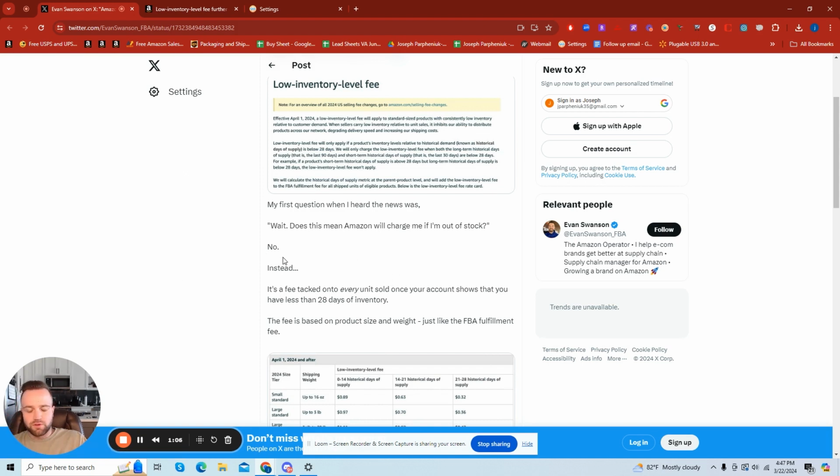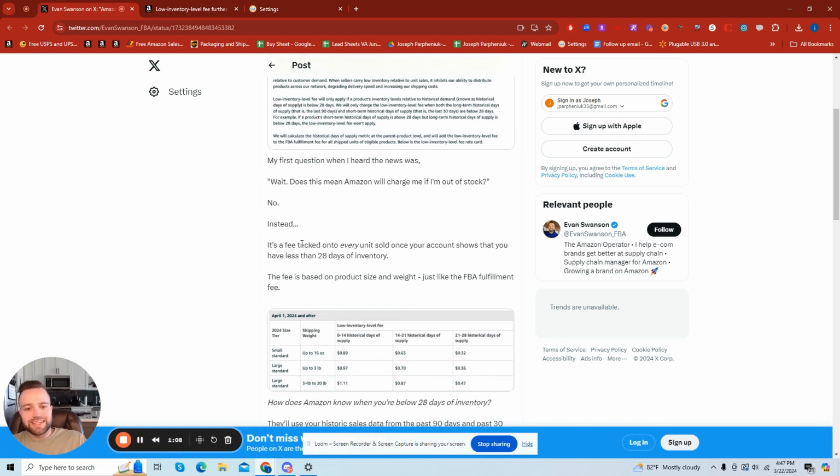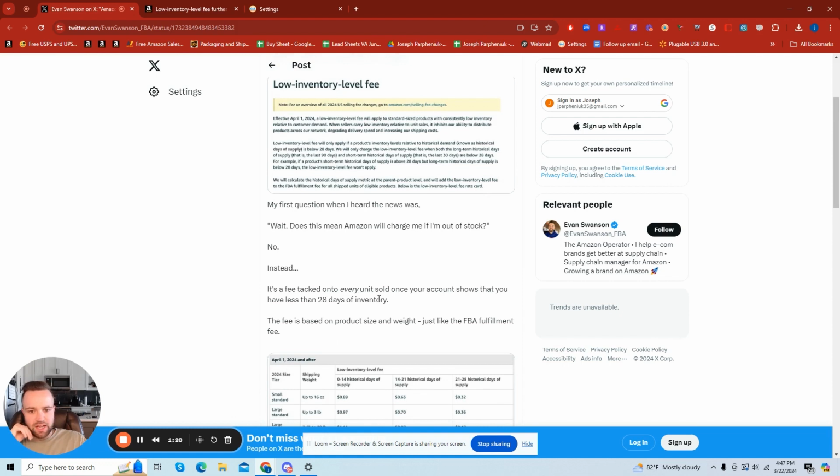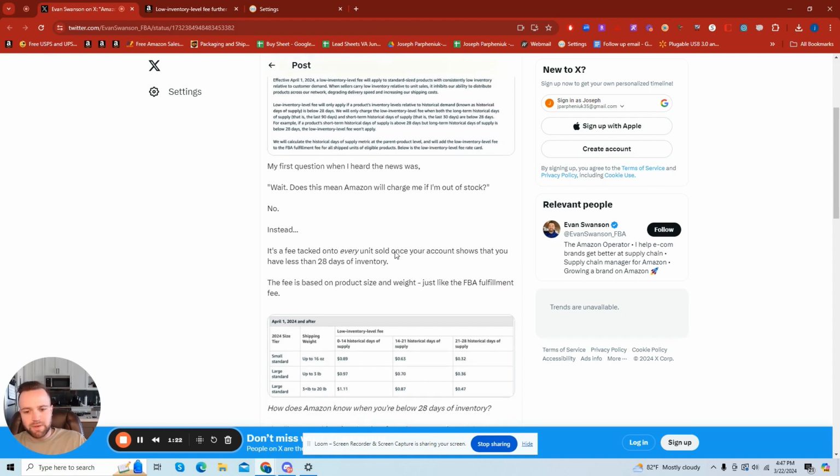So if you're selling 1 unit a day, you want to keep 28 days of inventory on hand in order to stay above that level. So it's basically forcing you to try to restock and stay in stock, this new fee structure. So you'd want to keep above that 28 units if you're trying to calculate that. So that's the best way to explain it.